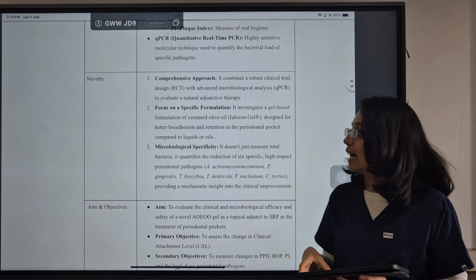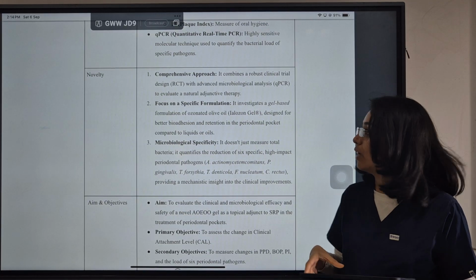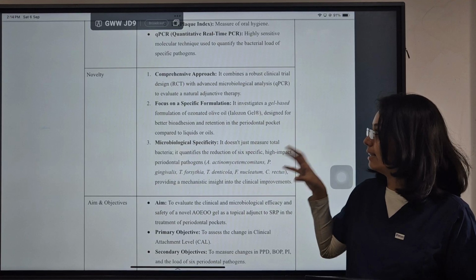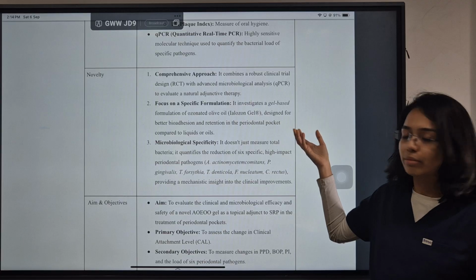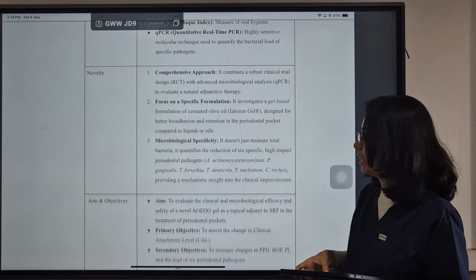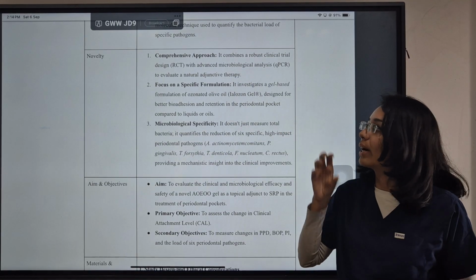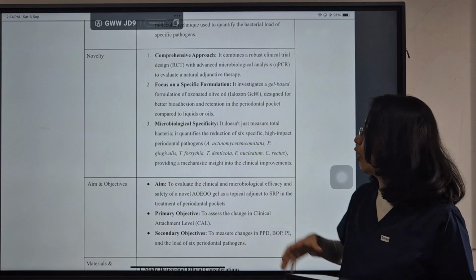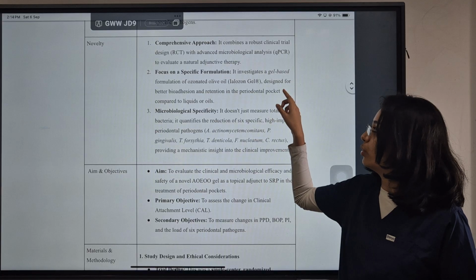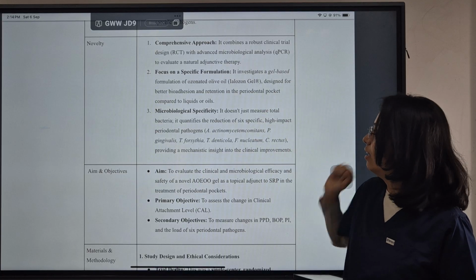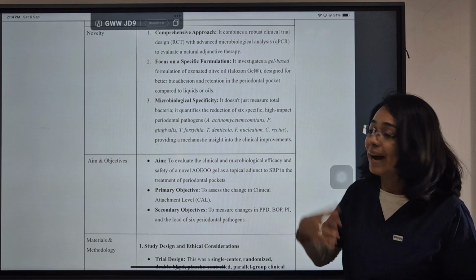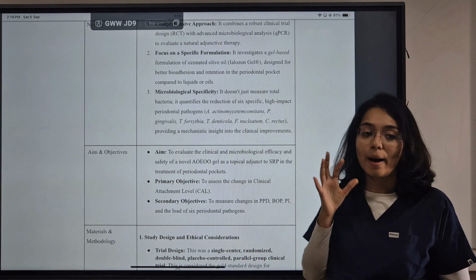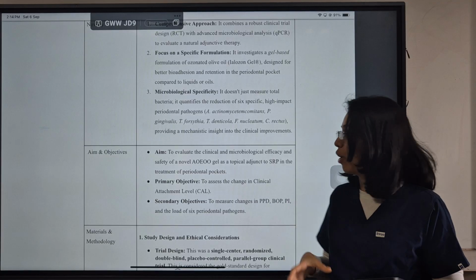So the novelty of this study is it has a comprehensive approach where it combines a robust clinical trial design with advanced methods like qPCR. And it also focuses on a very specific formulation like that of this ozonated olive oil. So the brand which they've used is Ozone gel, and they've chosen it for better bioadhesion and retention in the periodontal pocket when compared to other normal liquids or oil.